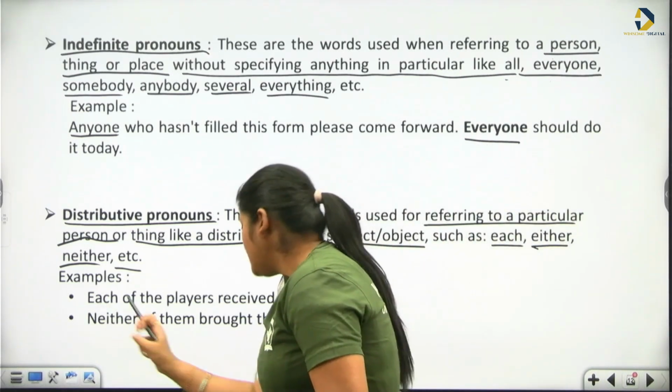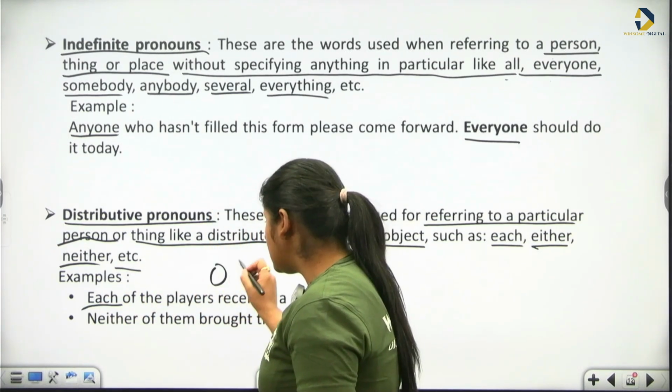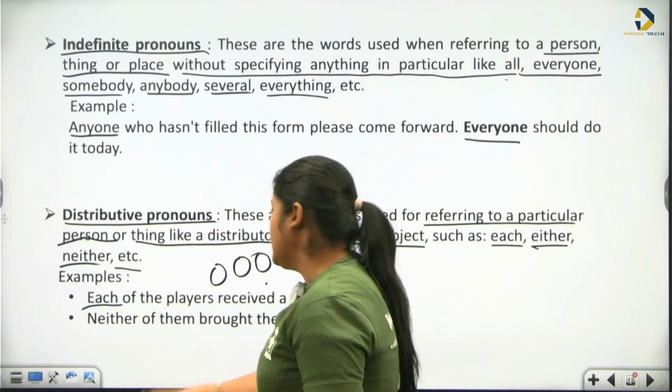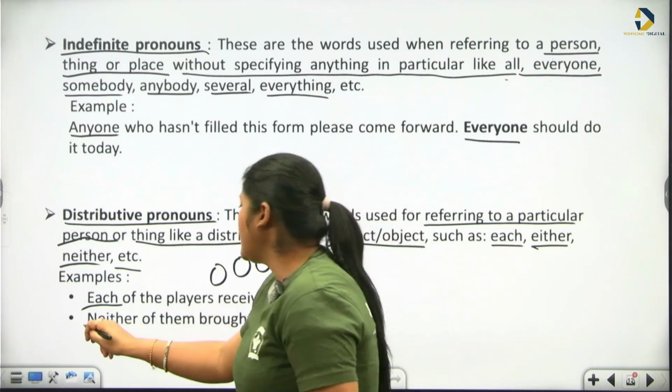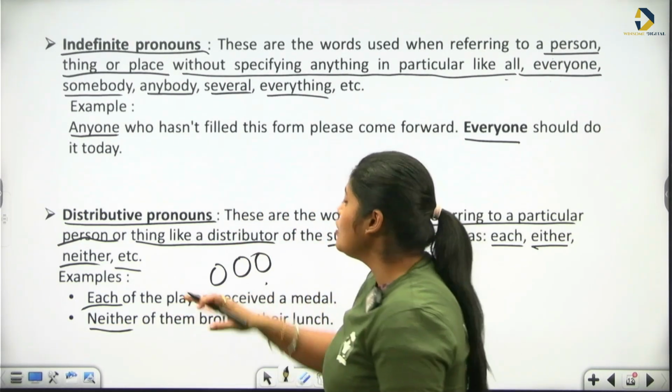Okay, now see, each of the players received a medal. That means सब जो भी players थे, सब players received a medal. Neither of them brought their lunch. That means दोनों में से किसी ने भी lunch नहीं लेके आए. Okay, so each, neither.